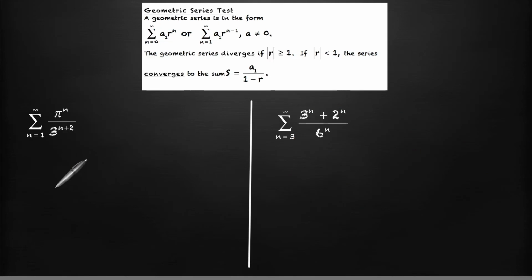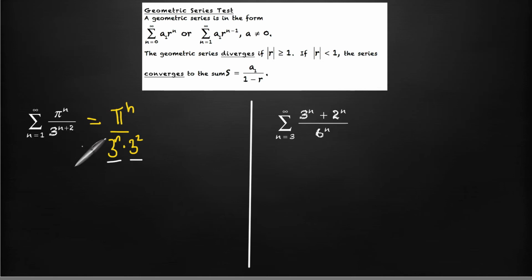All right, two more examples here on the geometric series test. Here we have one where it's not so obvious what r is and whether it converges or diverges. So what we need to do here is break up the bottom into 3 to the n times 3 squared. And we remember that the property of exponents is when you have the same base, 3 and 3, you add the exponents together, n plus 2.